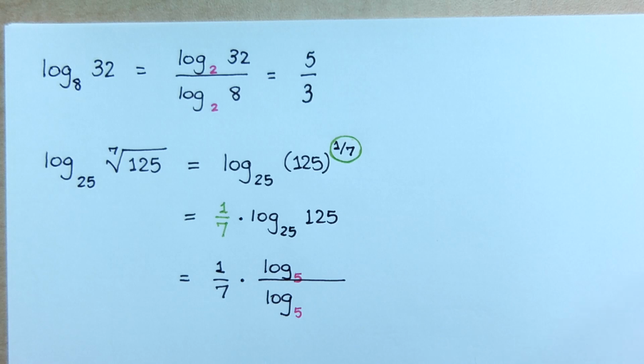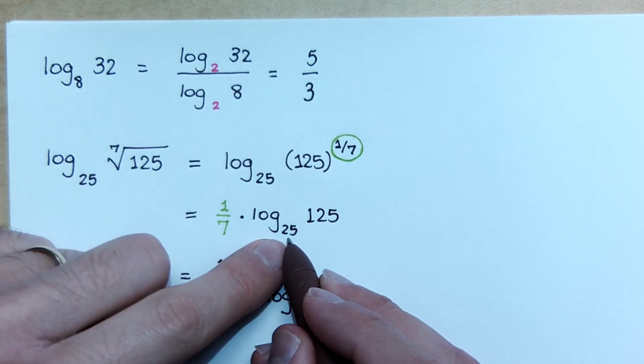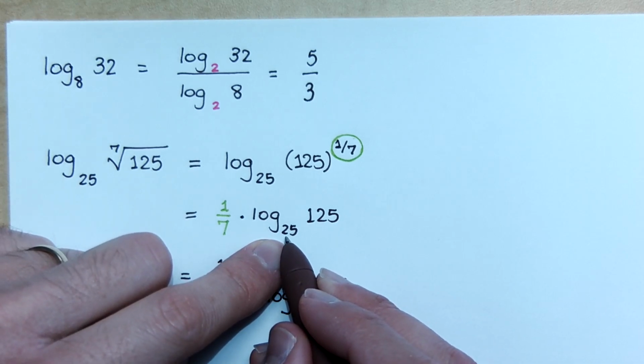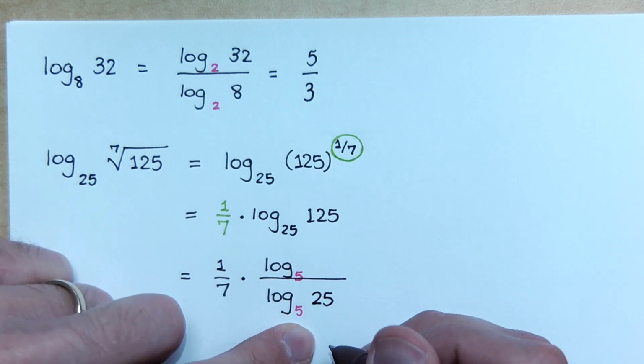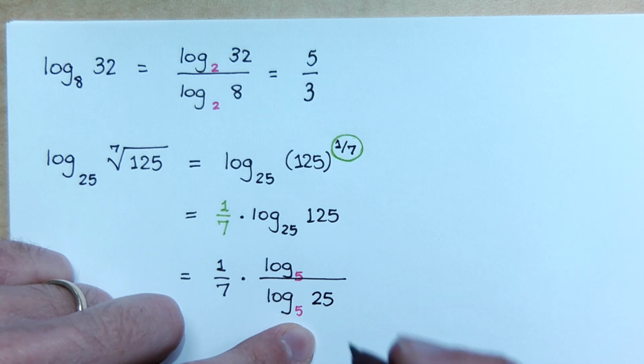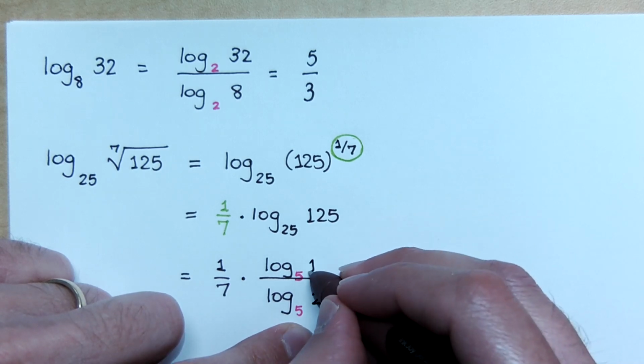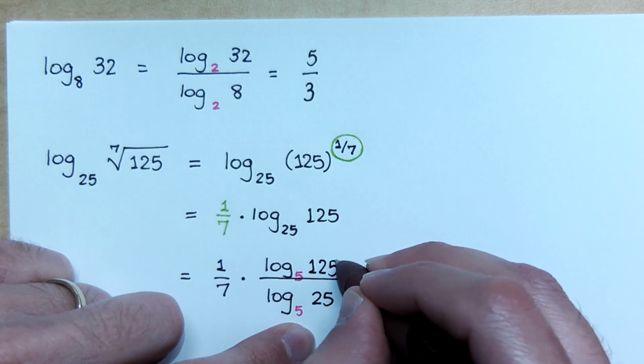Students oftentimes get confused about what number goes where. I don't see how they get confused because I look at it like this. See how this is the base of the original log? This base goes in the bottom. This one's in the top, so to speak, and so it goes in the numerator like that.